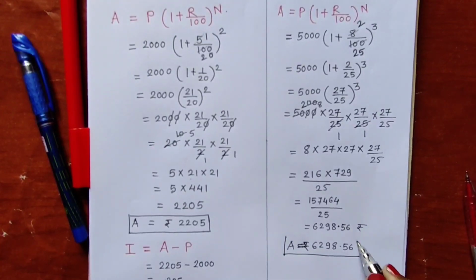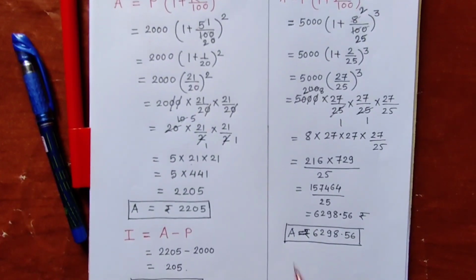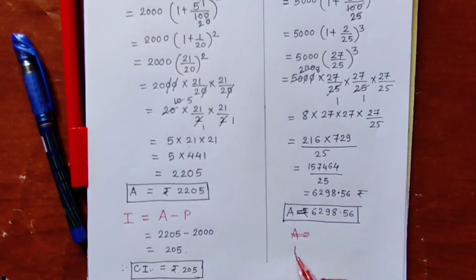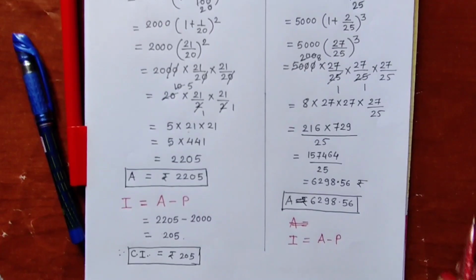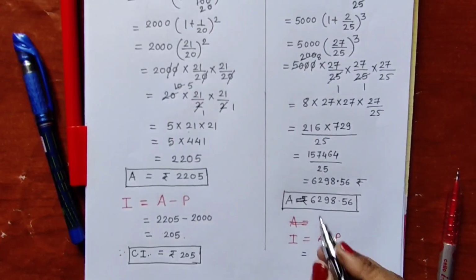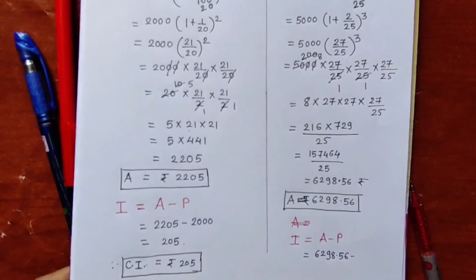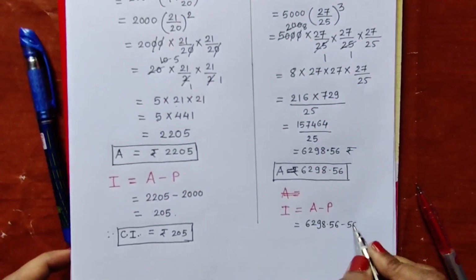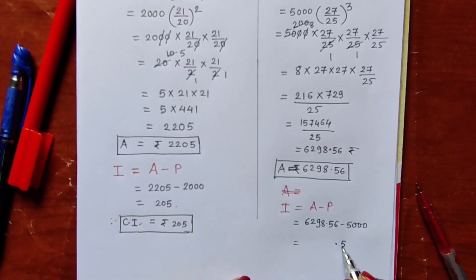Now I will put a box around the amount and then I will apply the formula for finding out compound interest. Compound interest means I, it is not A, it should be I is equal to A minus P. So we will put the values of A and P. Just now we have got the value of A, which is 6298.56, minus the P value we have written in the beginning. P is 5000. So we write here 5000. So 0.56 will be as it is.